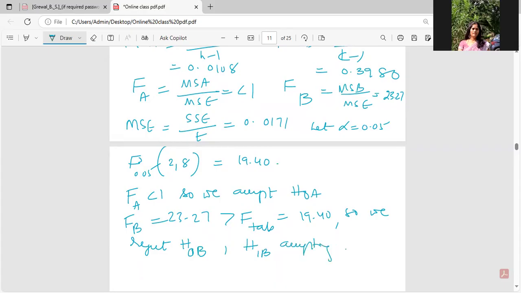Okay. So what we'll conclude is that they differ significantly at 5% LOS. Okay guys, that's how I'll do a problem on ANOVA. I'll stop here.